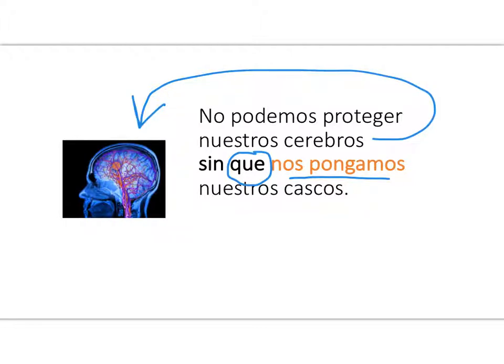So hopefully you're picking up on the grammar and the subliminal message that I'm trying to emphasize here in terms of wearing your helmet and protecting your brain. If you know anybody who's had a brain injury, they'll tell you, take care of that brain.